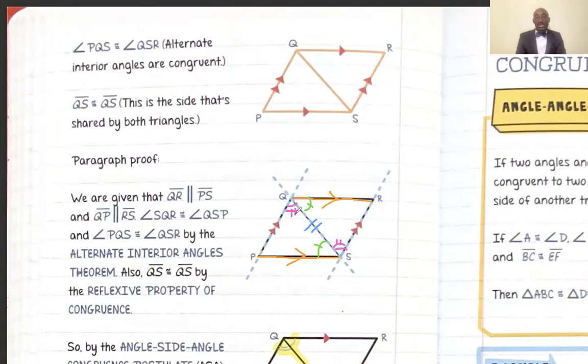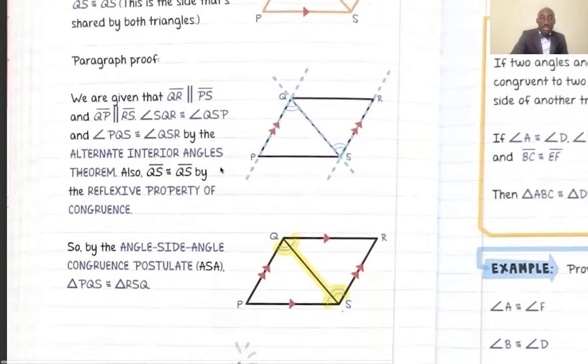So now that we have that, by the angle side angle postulate, we know that these two triangles are congruent. And this is even without knowing the actual angle measures, just leaning on our parallel lines and transversal systems that we learned before. So by the angle side angle congruence postulate, ASA, triangle PQS is congruent to triangle RSQ.